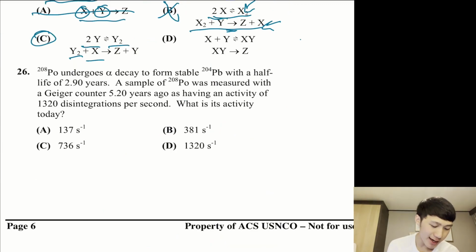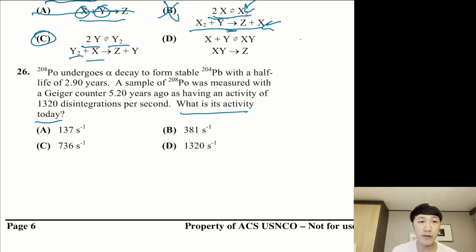Polonium-208 undergoes alpha decay to form stable lead-204 with a half-life of 2.9 years. A sample of polonium-208 was measured with a Geiger counter 5.2 years ago as having an activity of 1320 disintegrations per second. What is its activity today? So we know activity will halve with every half-life.